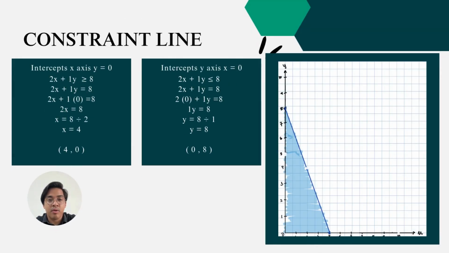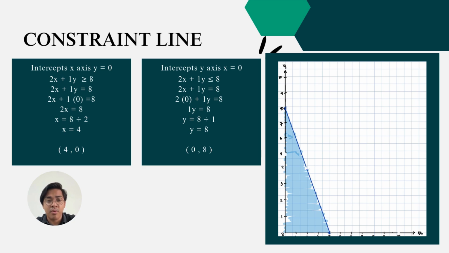Let's begin by looking at our first constraint line, represented by the inequality 2x plus y is greater than or equal to 8. To graph this, we first need to find where the line intersects the x-axis and the y-axis. To find the x-intercept, we set y equal to 0. Substituting y equals 0 into the equation, we get 2x plus 0 equals 8, which simplifies to 2x equals 8. Solving for x, we divide both sides by 2 and get x equals 4. So our x-intercept is the point (4, 0).